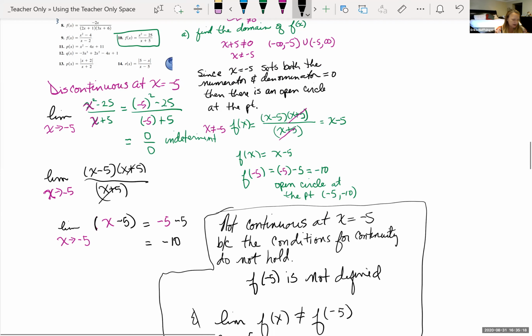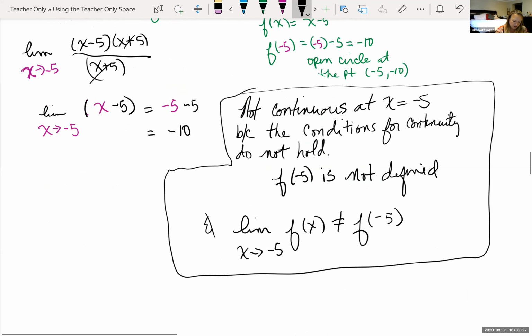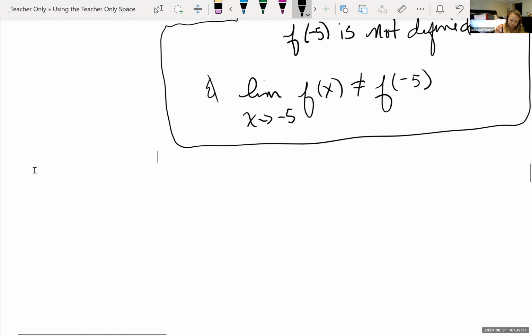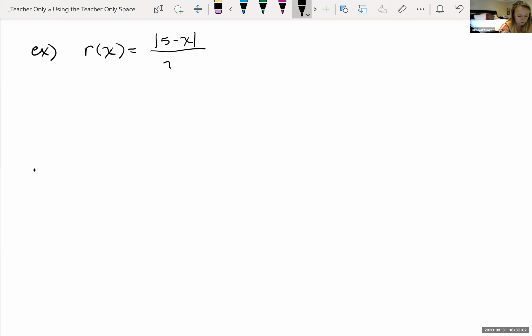Let me pull one of these. So maybe the absolute value of 5 minus x all over x minus 5. Okay, so we're given again, in this case, it was r of x instead of f of x. So r of x is defined to be the absolute value of 5 minus x all over x minus 5. So we want to rewrite this without the absolute values. So let's rewrite the absolute value of 5 minus x without absolute values.